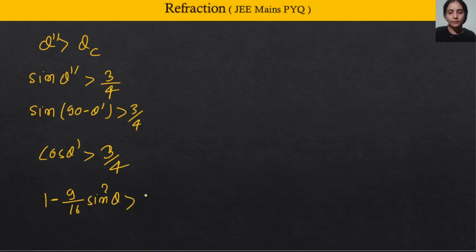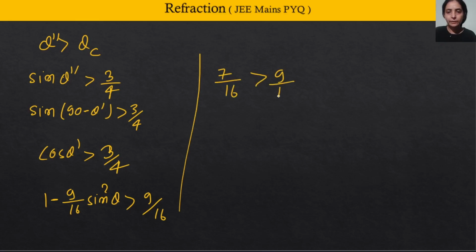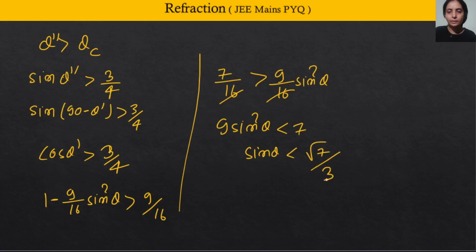Let us square it. So 9 by 16. Let us do the thing now. If you do it here, 1 minus 9 by 16 will be 7 by 16, which is greater than 9 by 16 sine square theta. Done it? 16 will get cancelled. 9 sine square theta is less than 7. So sine theta is less than root 7 by 3. So it is less than this. So max will be root 7 by 3, and that equality will hold when theta will be theta c.